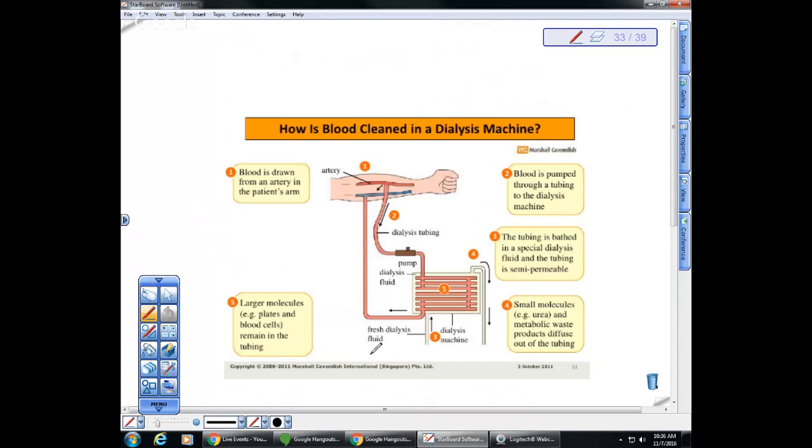So they're just using simple diffusion, because obviously it would be impossible to simulate active transport, right? So they're just using simple diffusion to remove stuff from the blood. That's that nitrogenous waste. Yeah, the nitrogenous waste they specifically want to remove.